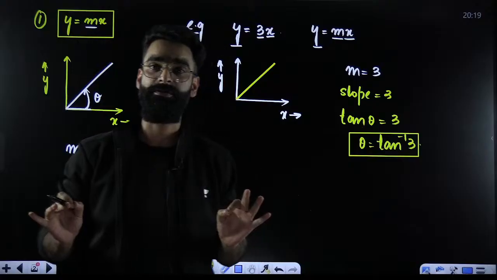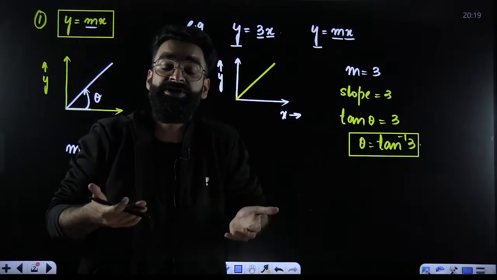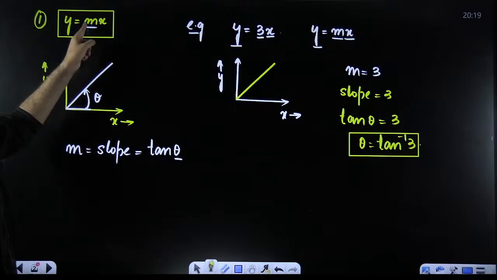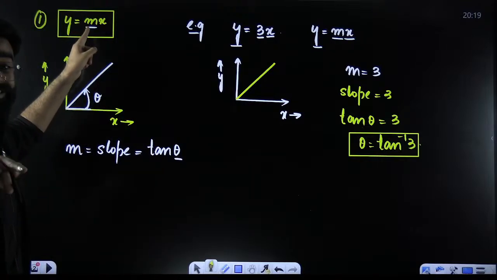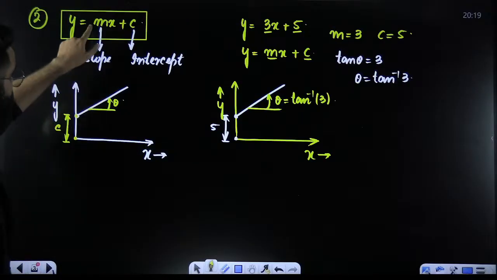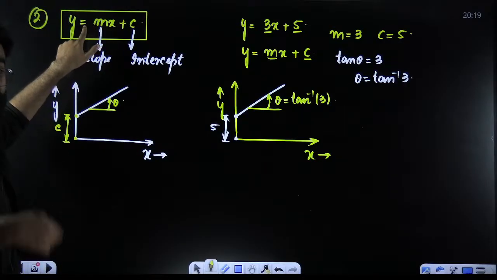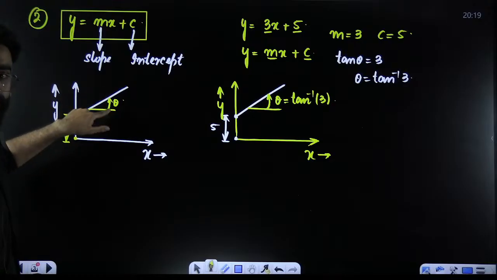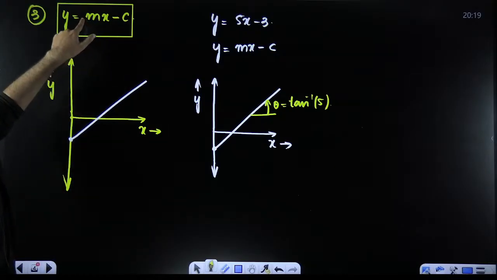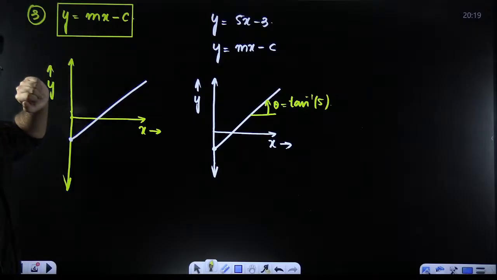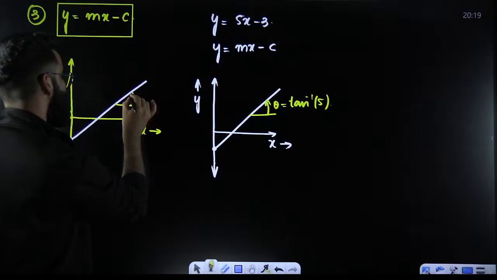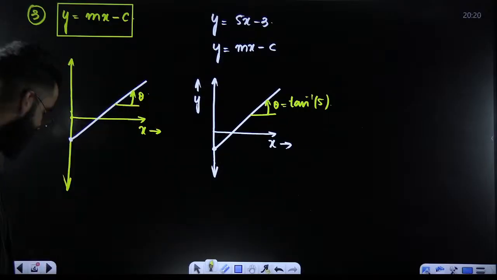Tan theta is positive when theta is acute. Over here, slope is positive, so tan theta is positive. That means theta has to be acute. Is theta acute here? Yes, theta is acute. Similarly, where the slope is positive, tan of theta has to be positive, so theta has to be acute.